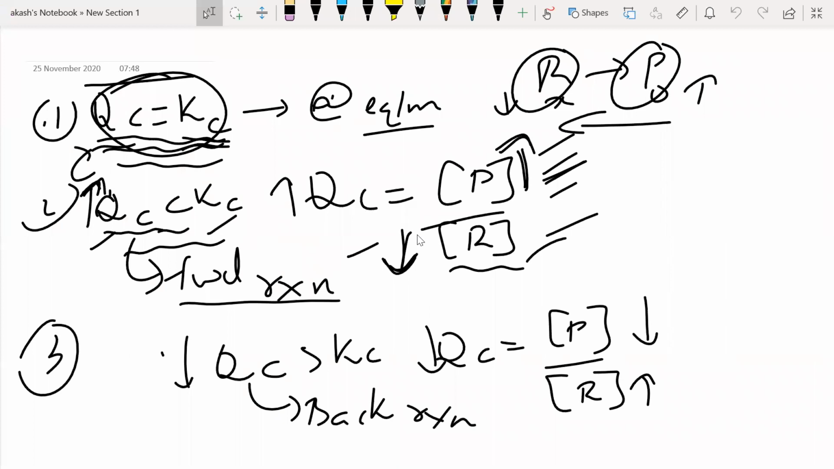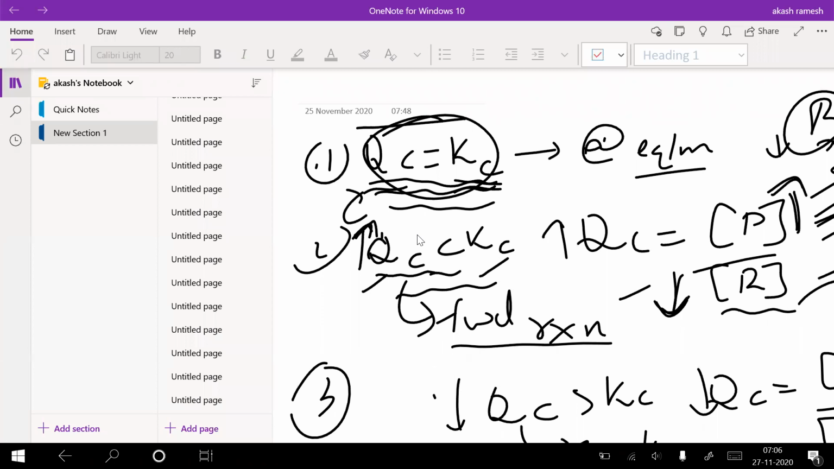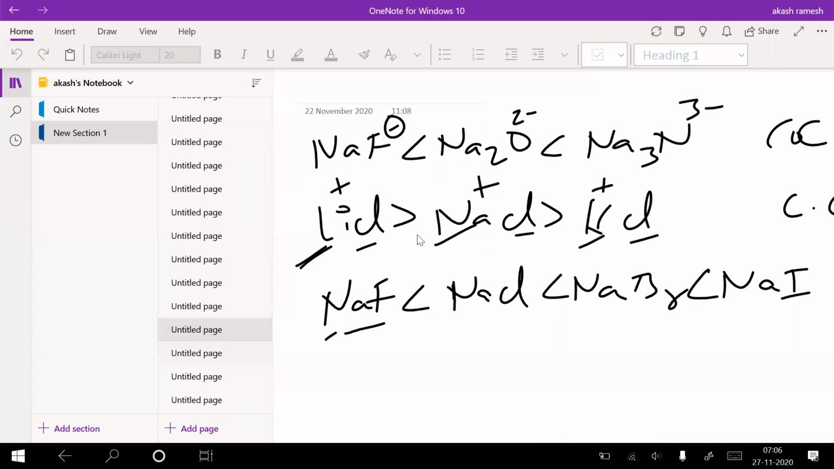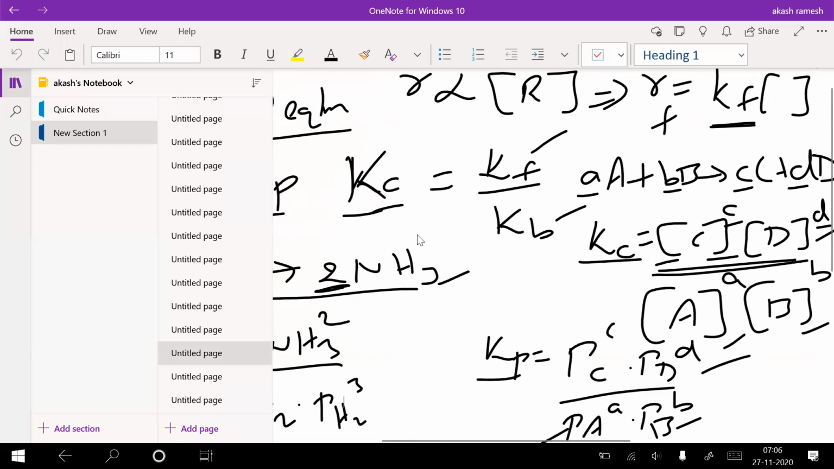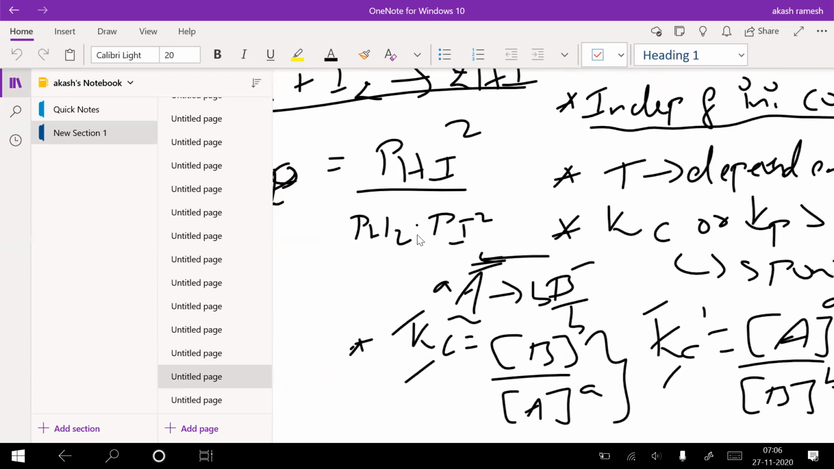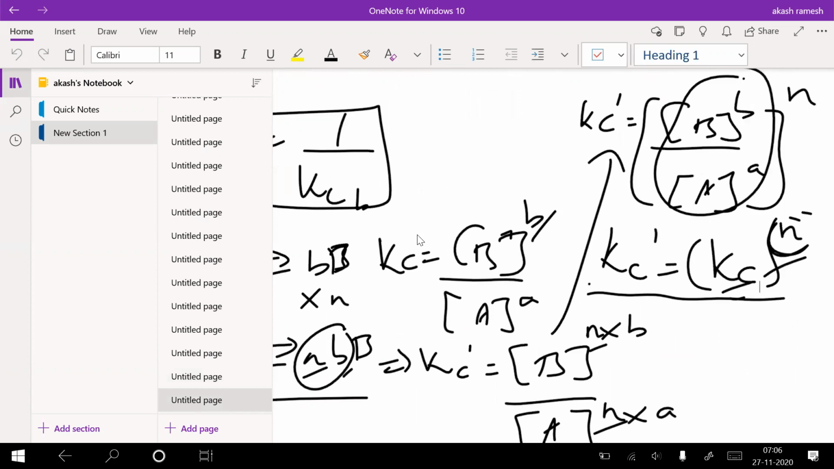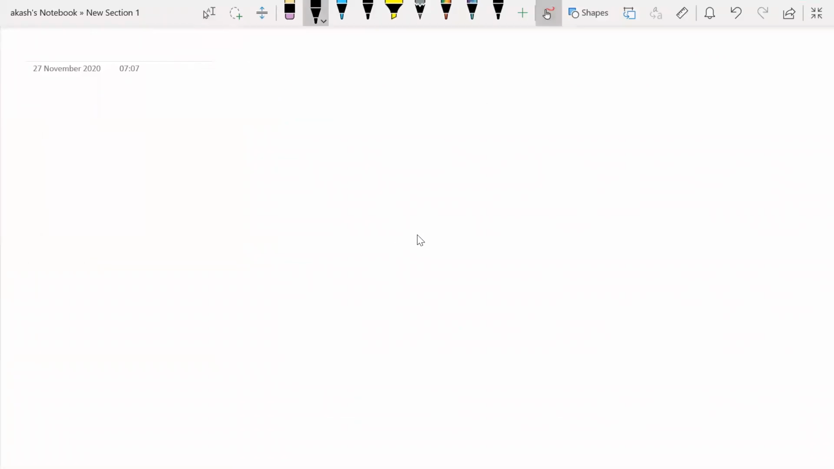So I hope you remember what we saw last class. Let me quickly recap whatever we saw. We started with the relationship between Kc and Kp. Let me add a page and see what all we saw. So we saw the relationship between Kc and Kp.